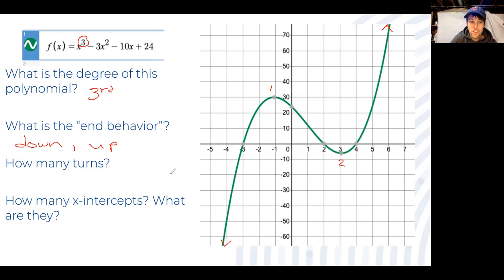How many turns does it have? We just sort of counted those turns. Another way to think about turns is any minimum or maximum values, either overall minimums and maximums or relative ones like these. So there's 2. And how many x-intercepts? So 1, 2, 3. And they are at -3, 2, and 4. Those are our 3 x-intercepts there.